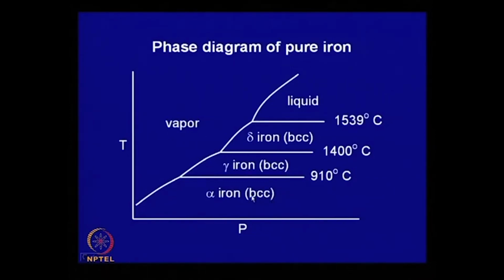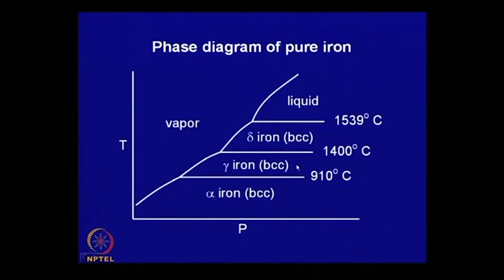See here, when BCC changes to FCC, there is a decrease in volume. FCC is much more close packed, so by heating you have a decrease in volume, and try to find out whether the slope will be positive or negative. Similarly, here later on it again transforms from FCC to BCC, so this will be associated with expansion. Here there is a contraction, here there is expansion, and here obviously from solid to liquid there is expansion.